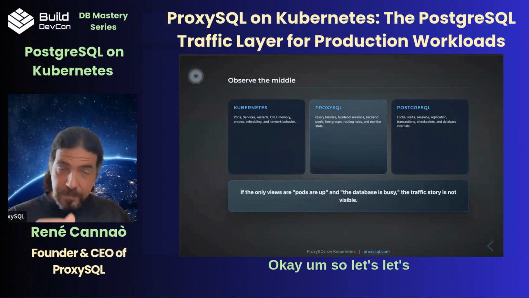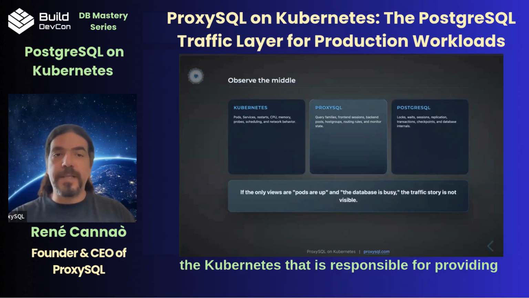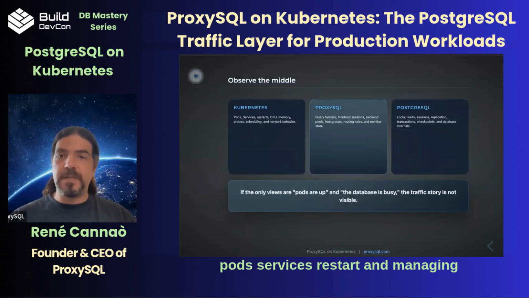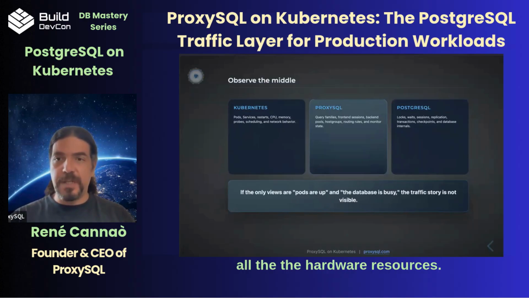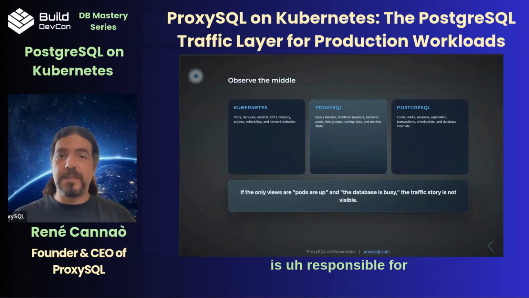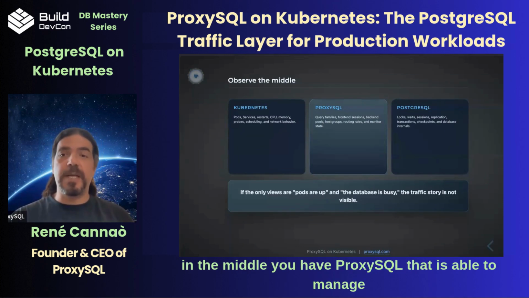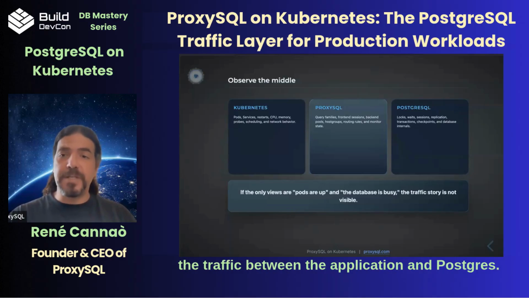Okay, so let's sum up. We basically have Kubernetes, which is responsible for providing pods, services, restarts, and managing all the hardware resources. On the other hand, you have Postgres, which is responsible for the database itself, so for managing the data. And in the middle, you have ProxySQL, which is able to manage the traffic between the application and Postgres.